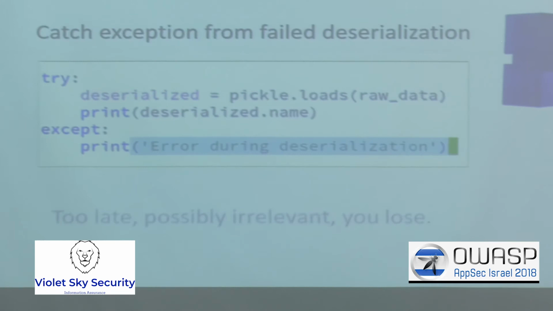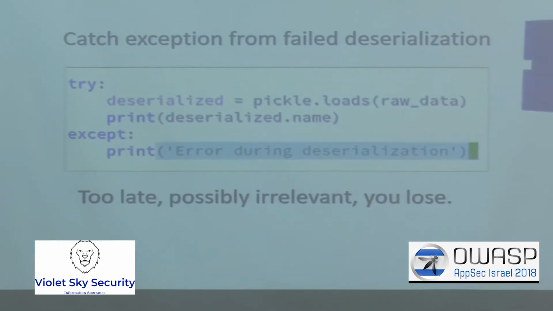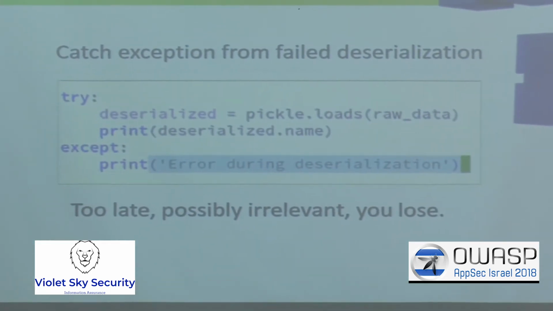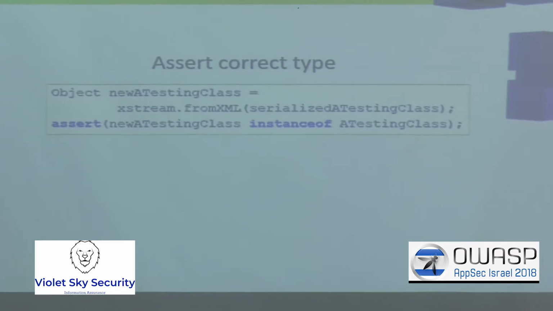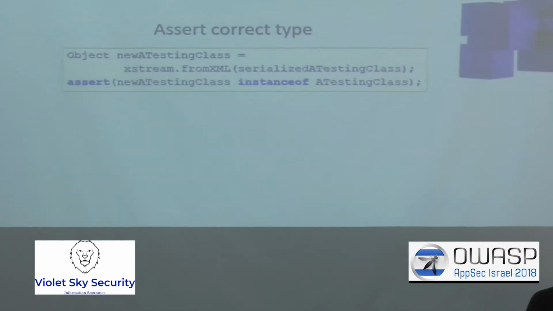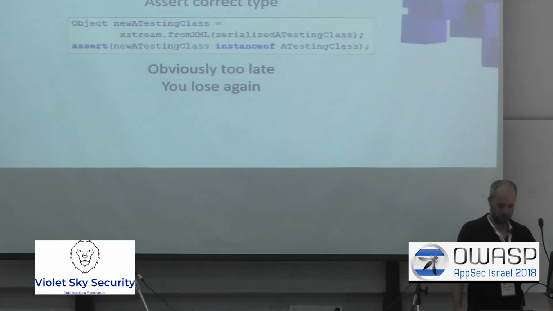So, mitigation do's and don'ts. Let's consider what is a bad idea first. Catching an exception from a failed deserialization obviously means that we've gone way too far, and it's probably irrelevant, and you lose. Assertions are basically pretty exceptions, so no need to go into those.